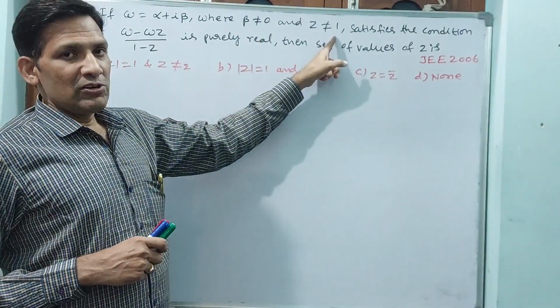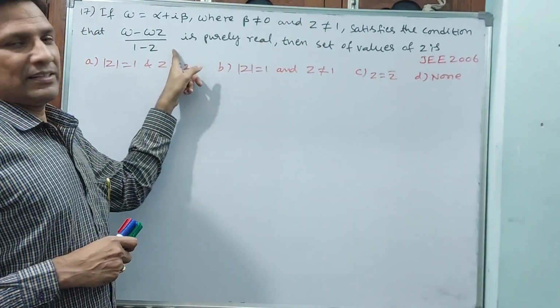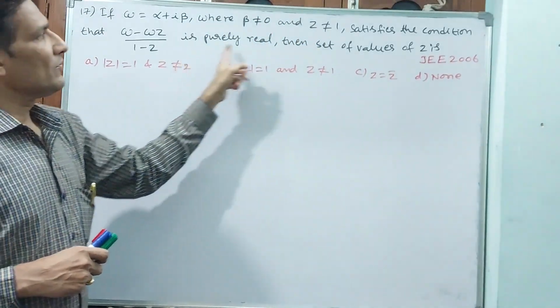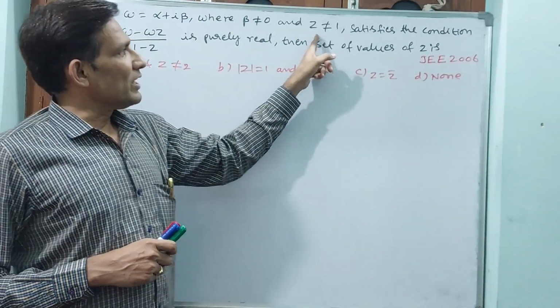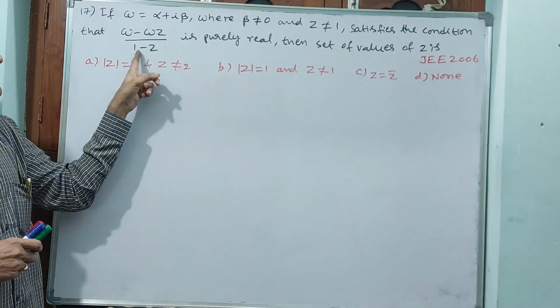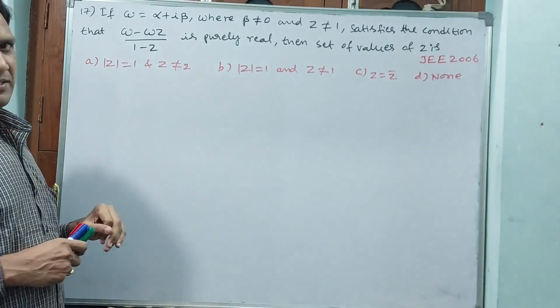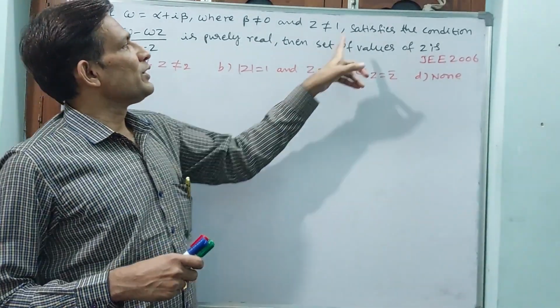z is not equal to 1. But where is z? z has come here. Before that he has given, actually this should be given afterwards. z is not equal to 1. If z is equal to 1, what will happen? 1 minus 1, 0. It is going to become undefined. That is also logic. These are all concepts you have to know.